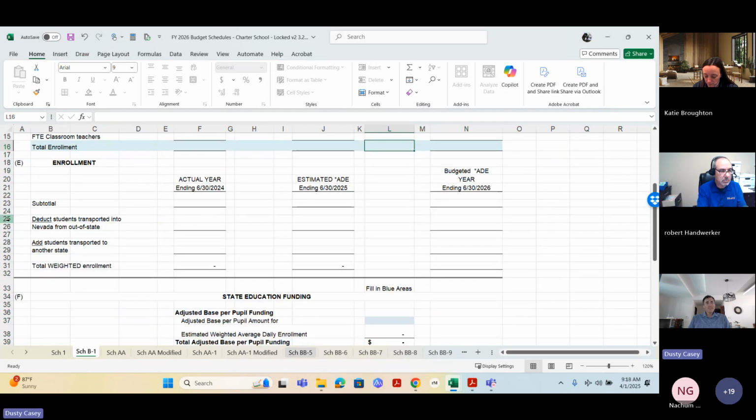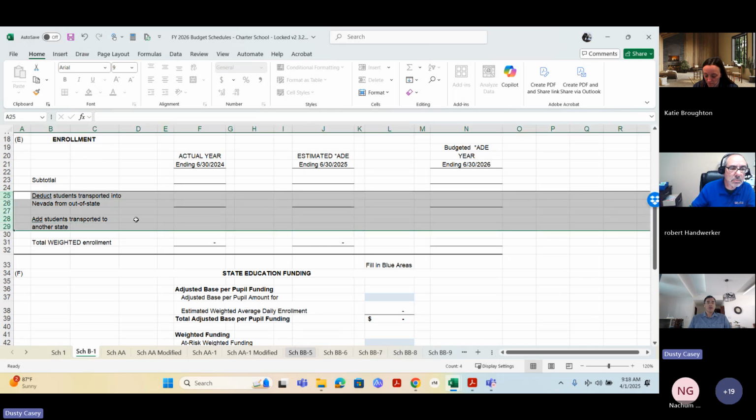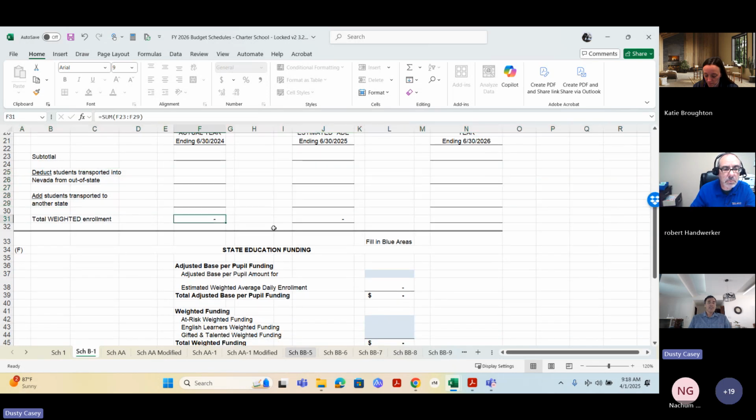I don't believe these rows apply to anybody, but if for some reason you have students being transported to your school from out of state, or if you are transporting students out of state to other schools, that's what these rows right here are for. I don't think that applies to any of you. And then you'll have a total weighted enrollment.